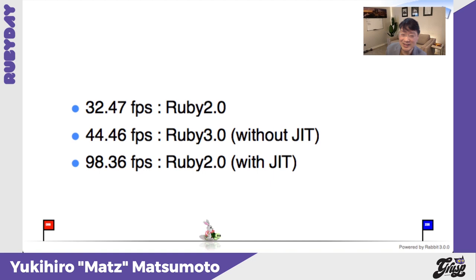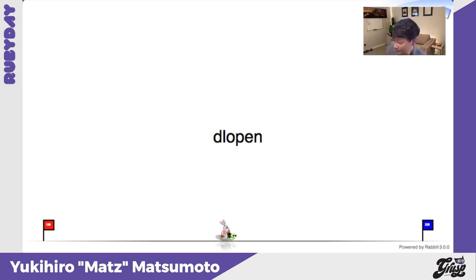MJIT requires the process invocation, then dlopen to dynamically load the compiled libraries, which can be a very heavy task. We have optimized those processes a lot.